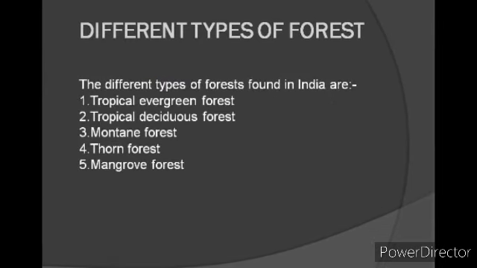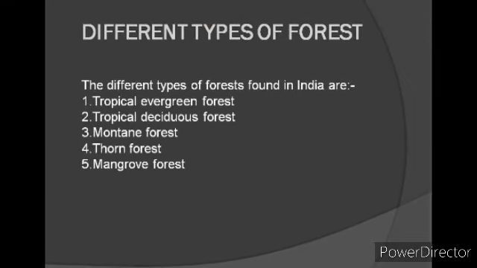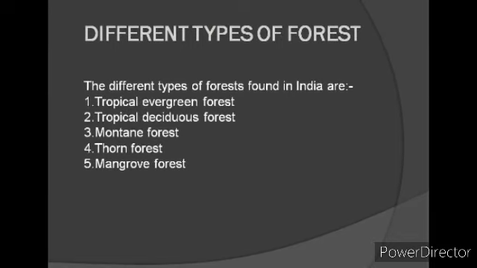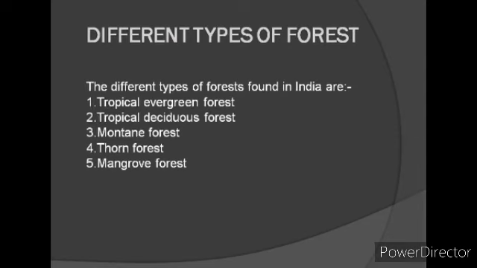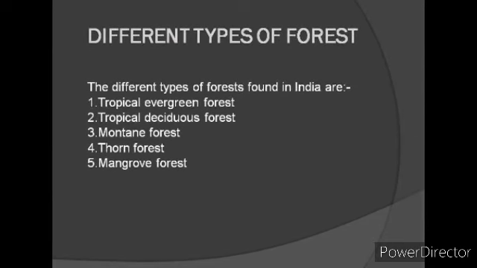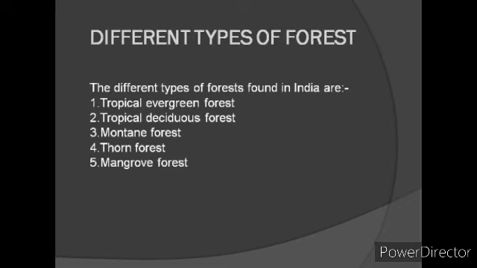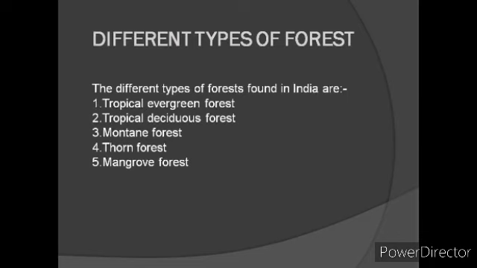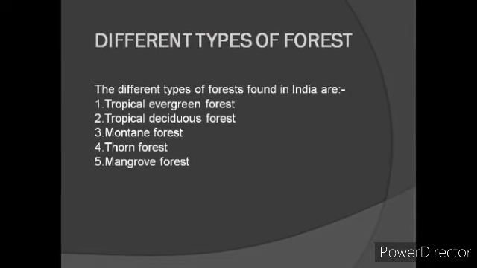So now next we'll move on to what are the different types of forest. I'm not explaining those different types of forest again, we are just mentioning it because you have studied this in your last year 9th standard geography in detail. What are the features of these different types of forest? We'll just mention the different types of forest found in India, that is tropical evergreen forest, tropical deciduous forest, montane forest, thorn forest and mangrove forest.